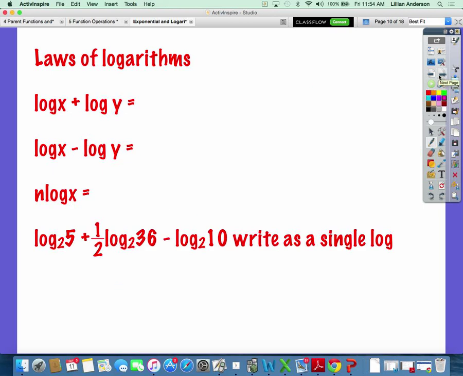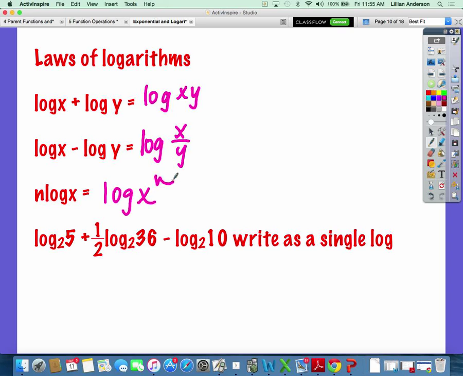Laws of logarithms. When you're adding and they have the same base, what are you doing to x and y? Multiplying them. Yes, when you're adding two logs that have the same base, you multiply x and y. When you have logs to the same base, but you're subtracting, what do you do to x and y? You divide them. And then when there's a number in front of your log, it goes to the exponent.